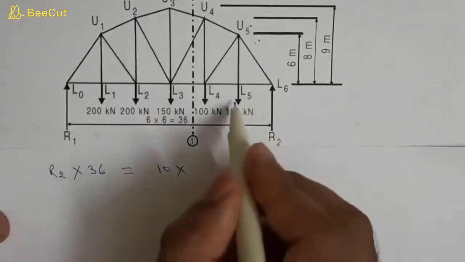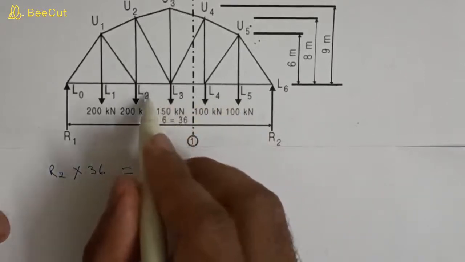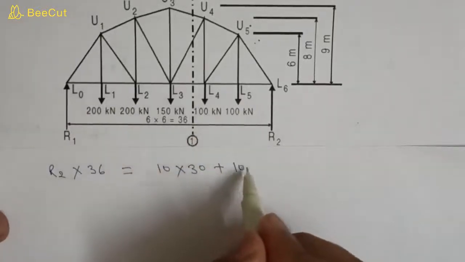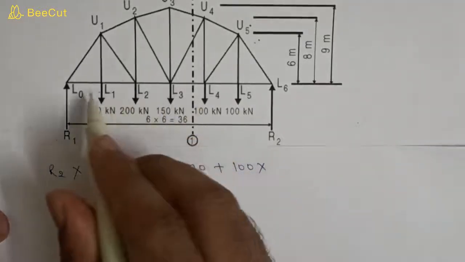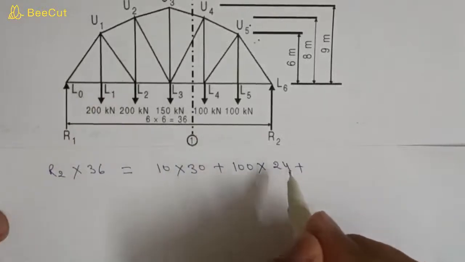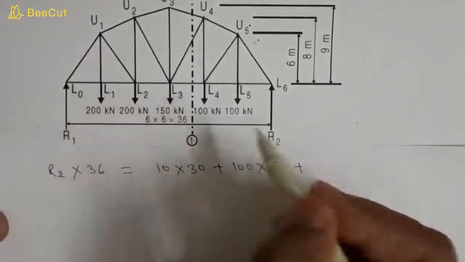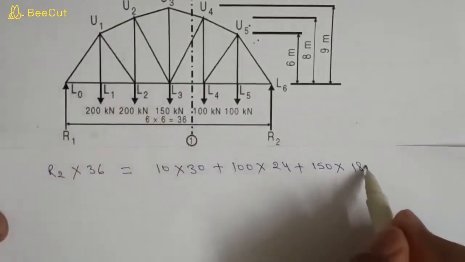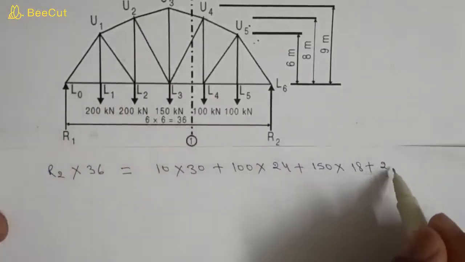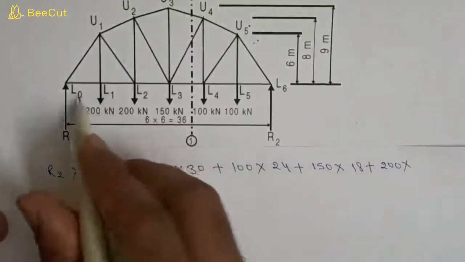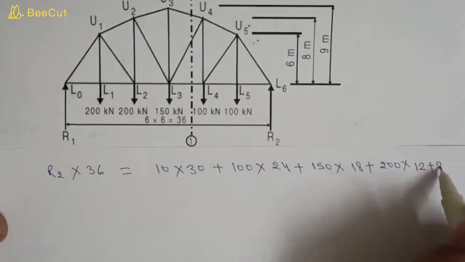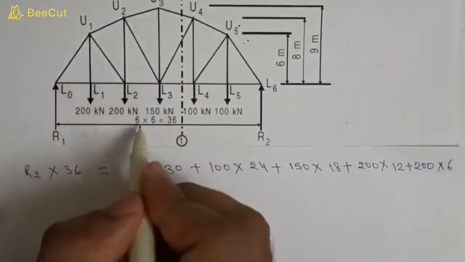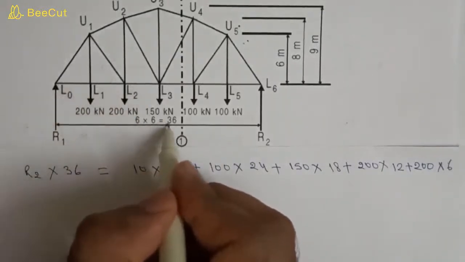100 into this is 6, 12, 18, 24 and 30, plus this 100 into 1, 2, 3, 4, 6 into 4, 24, plus 150 into 1, 2, 3, 18, plus 200 into 6, 6, 12, plus 200 into 6. Each member is 6 meter long. It is given here. 6 members of 6 meter long is equal to 36.